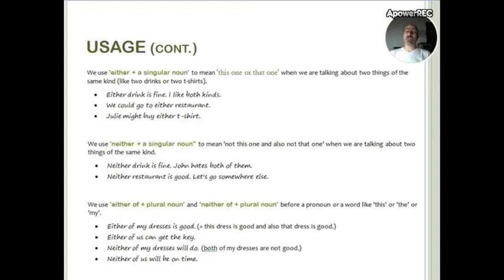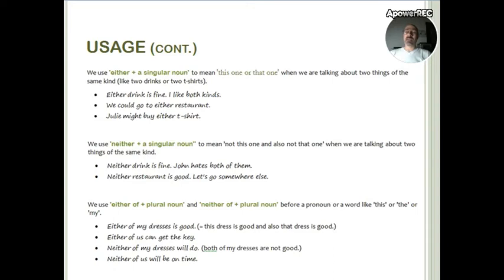And we can use either of a plural noun, when the plural means two, remember? So either of my dresses is good. That is, I've got two dresses and both are good. So either of them is good. Either of us can get the key. I can get the key and you can get the key. Either of us. If similar we had three people who could get the key, we would say John, Laura and Matt can get the key.